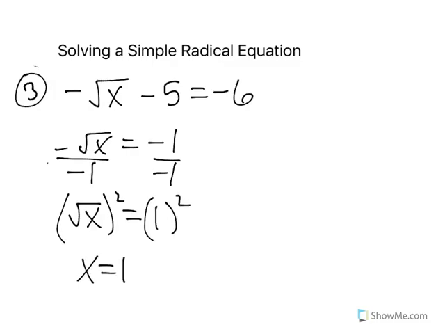and then you square both sides, and we get x equals 1. Now mentally, you could do this work. Instead of writing all the work to check, you can mentally just plug in the 1 into here. So we have square root of 1 is 1, right? Times the negative is -1, minus 5 equals -6, which turns out to be true. So we did not get any extraneous solutions, and this concludes solving a simple radical equation.